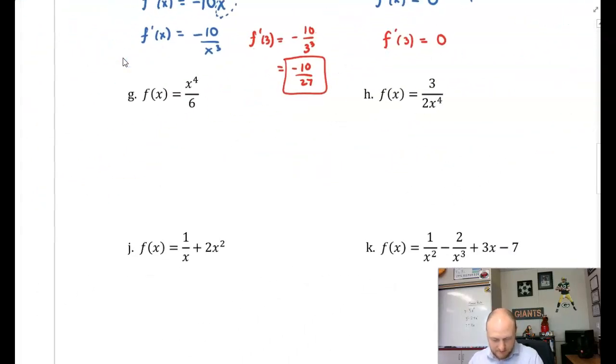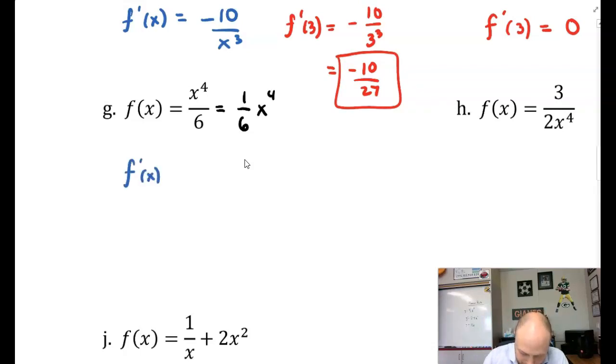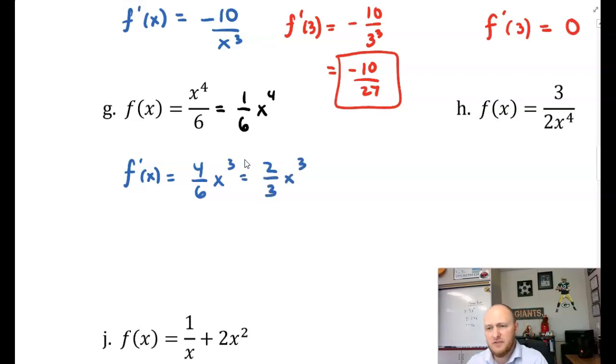What's mine say? G. F of x is equal to x to the power of 4 over 6. Okay, here they're just trying to be cute. What you can do here, this is 1/6 times x to the power of 4. So now when we do our f prime, I'm going to multiply by 4. That gives me 4/6 x to the power of 3, and I can reduce the 4/6. This becomes 2/3 x cubed. So there's your f prime.